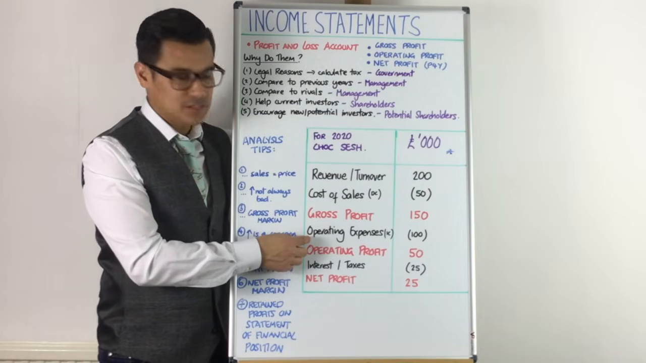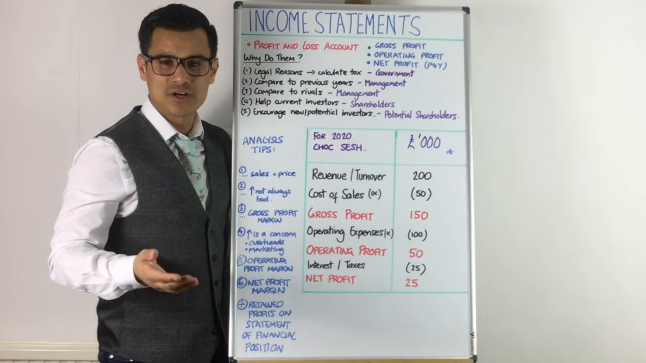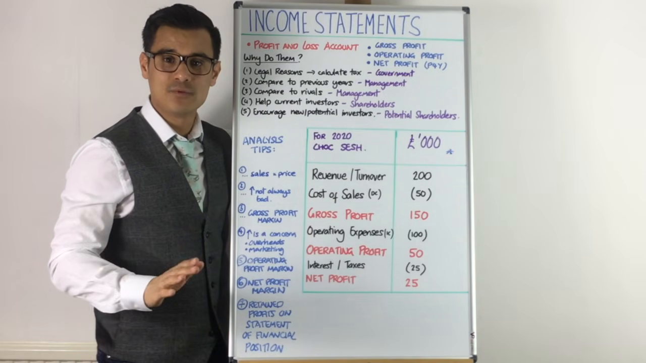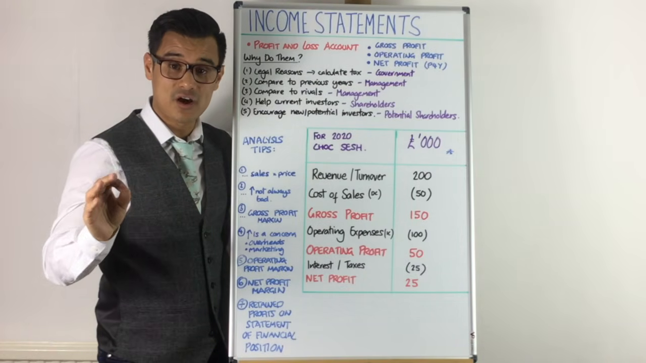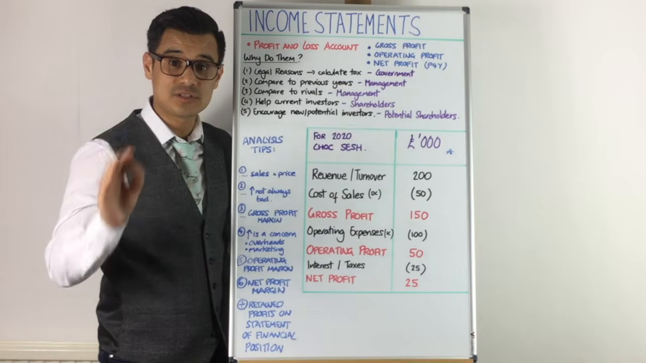Additionally, your operating expenses, well, you're trying to keep them as slim as is possible for your business to function. And finally, remember, retained profits, you'll find that on the statement of financial position.